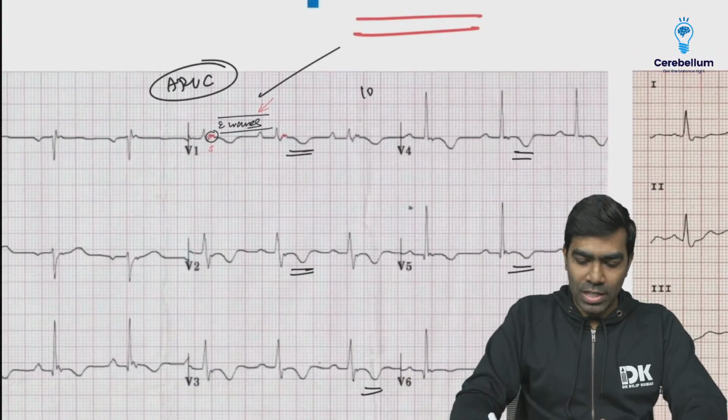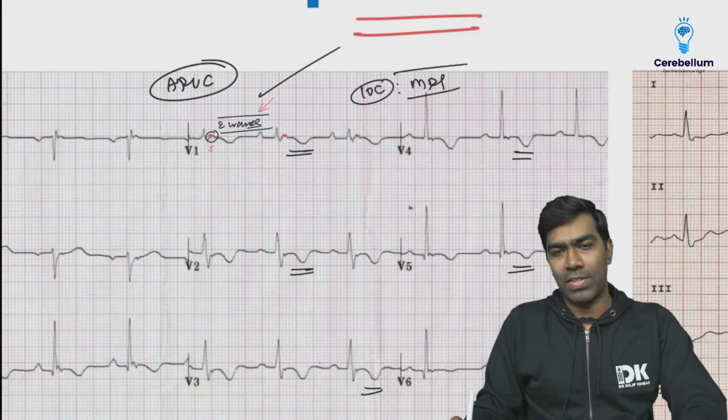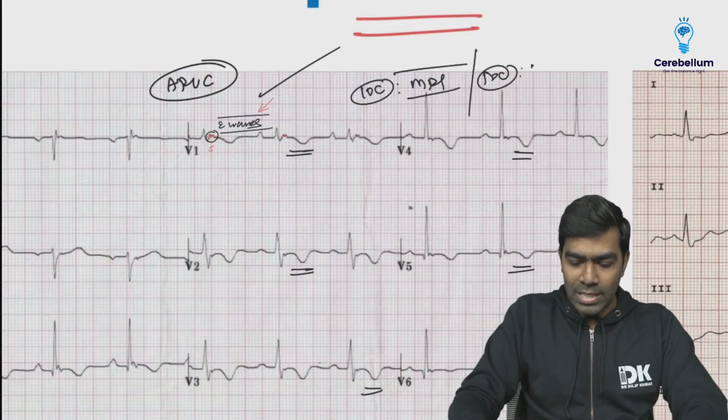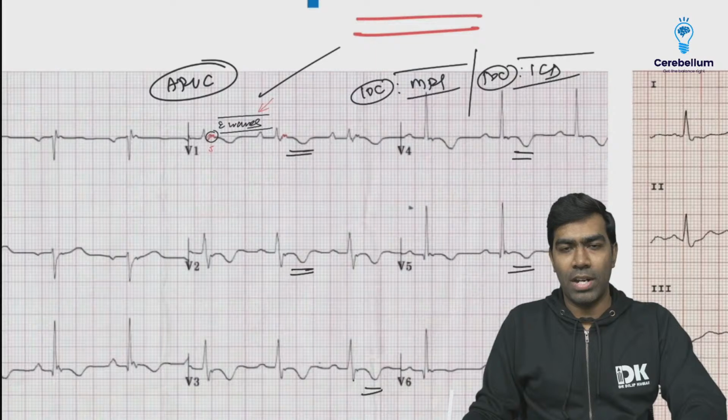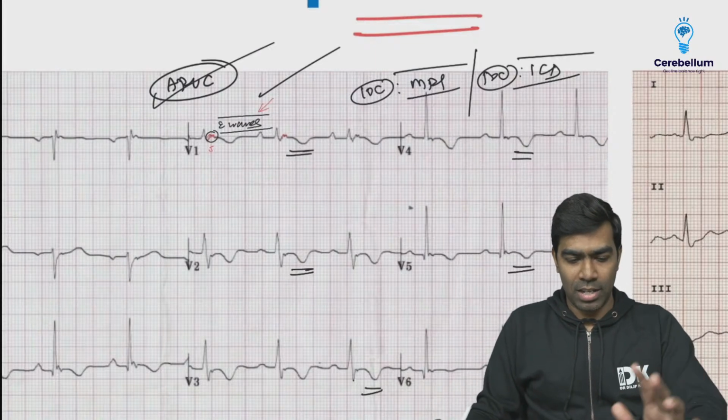If they ask you the investigation of choice, it is going to be cardiac MRI. Cardiac MRI is the investigation of choice. And if they ask you the treatment of choice, it is going to be ICD, that is implantable cardioverter defibrillator, because this patient is going to die because of ventricular tachyarrhythmias.